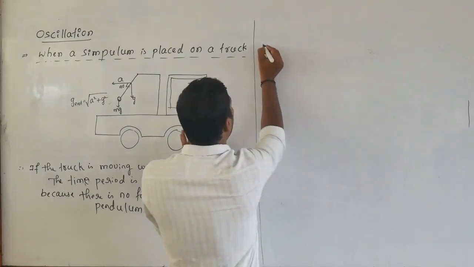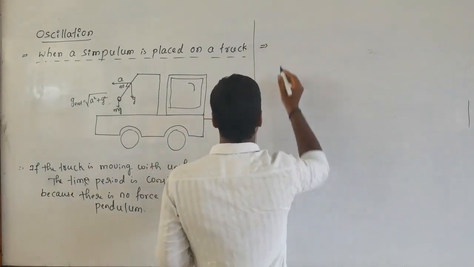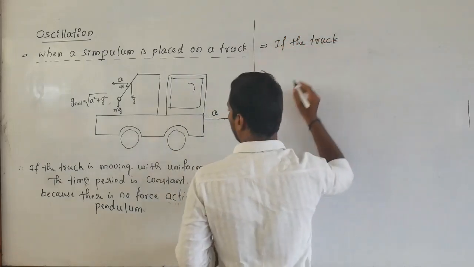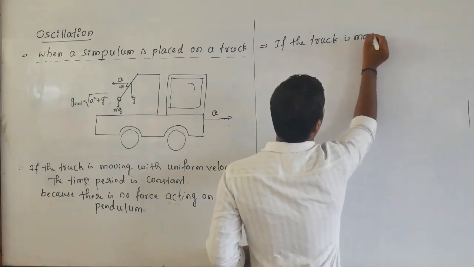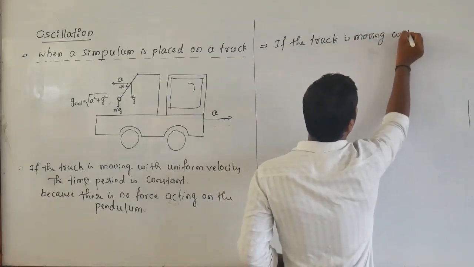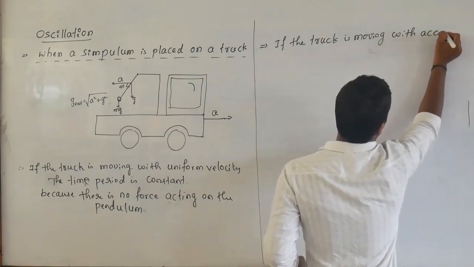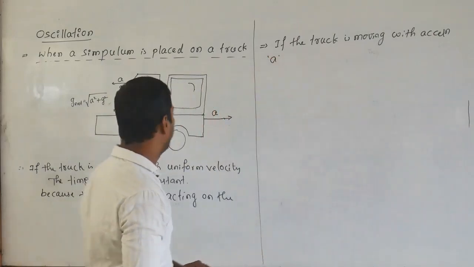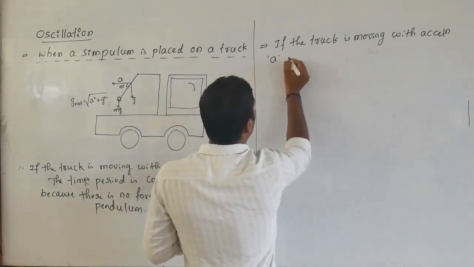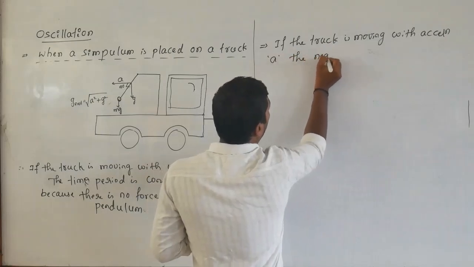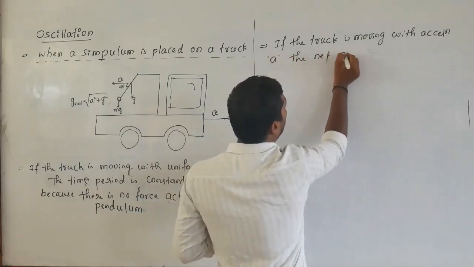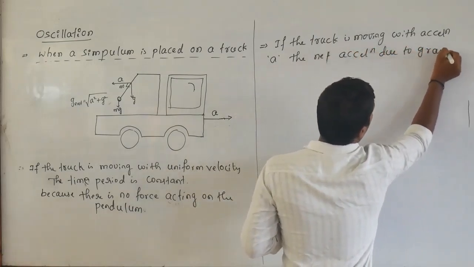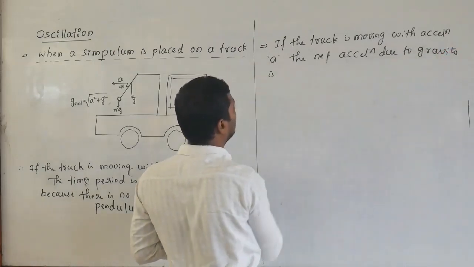It means the second condition is, if the truck is moving with a certain acceleration a, then the net acceleration due to gravity is, what is that?